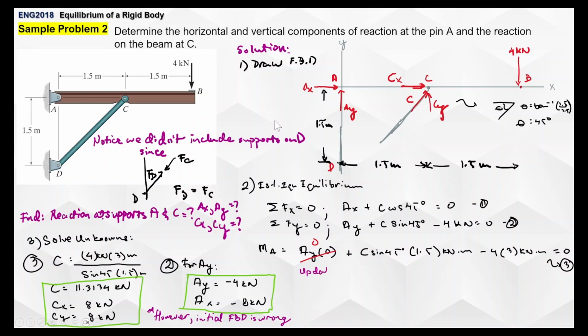So here's the updated version. All we have to do is just draw them. Since our CX and CY are positive, we are on the proper orientation here. So that's good. The only mistake is AX and AY. So all we have to do is redraw AX and AY in their proper orientation, just like so.